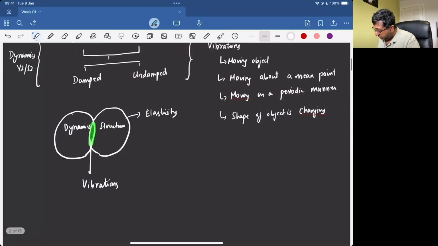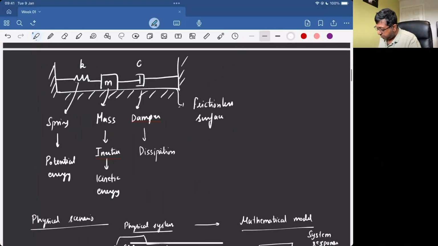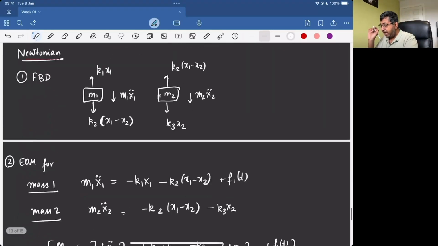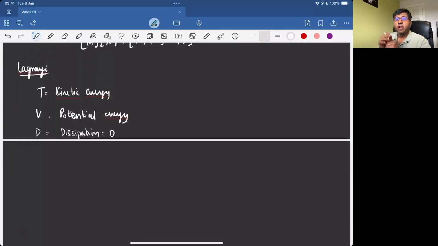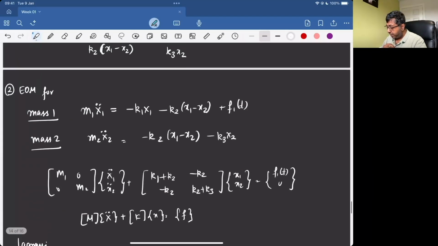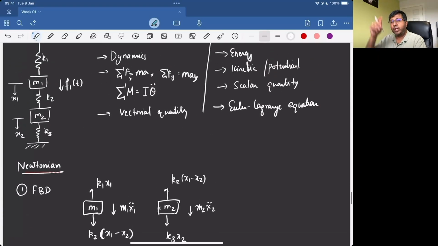When we started our class, we said that the spring stores some potential energy. Mass has some inertia, so there's some kinetic energy in the mass. We also said the damper has some dissipation, but now we don't have a damper, so there's no dissipation. So kinetic energy is coming purely from the mass. We have two masses that are moving, one in the x1 direction, one in the x2 direction, with accelerations x1 double dot and x2 double dot.